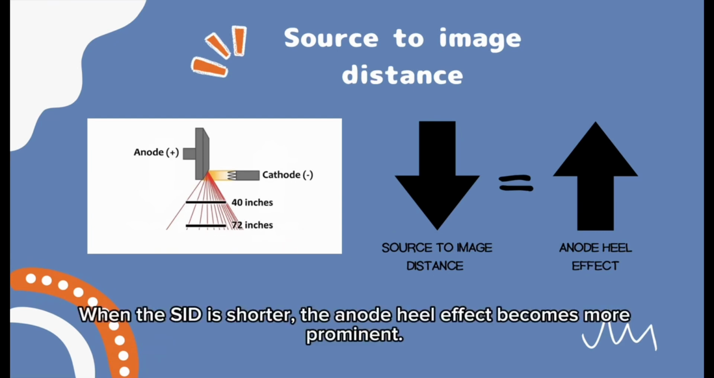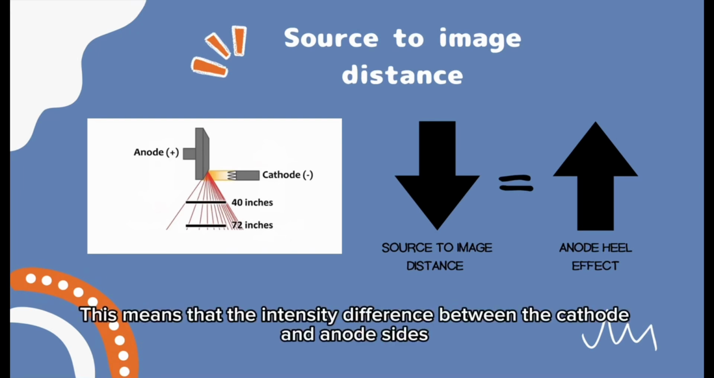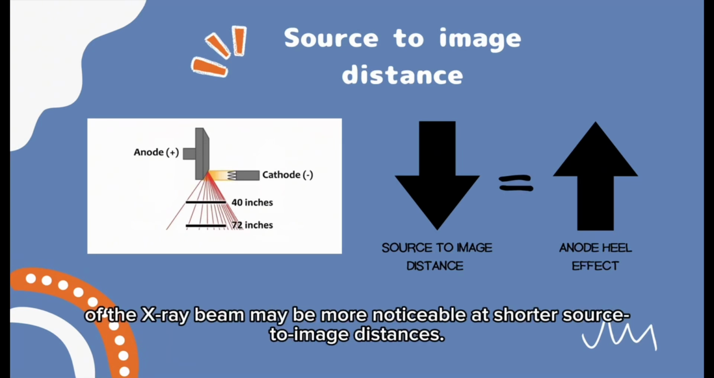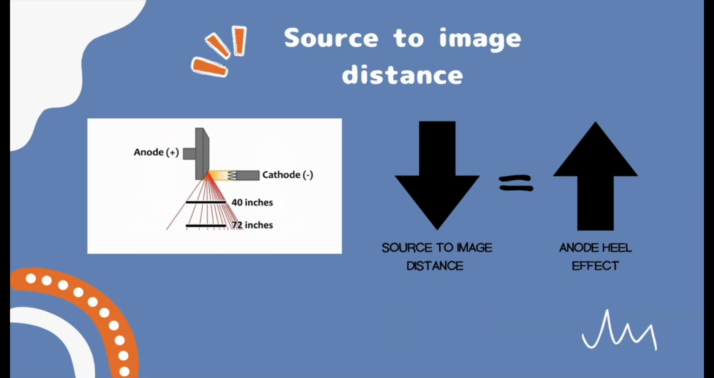When the SID is shorter, the anode heel effect becomes more prominent. This means that the intensity difference between the cathode and the anode sides of the X-ray beam may be more noticeable at shorter source to image distance.